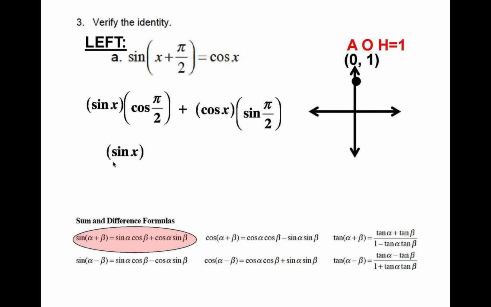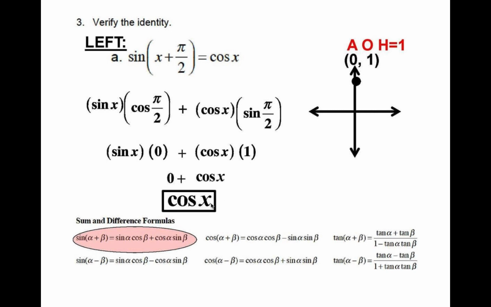The sine of x is going to drop down. But the cosine of pi over 2, cosine is CAH, adjacent over hypotenuse. So it's 0 over 1, which is 0. Plus, dropping down the cosine of x. Now we need the sine of pi over 2. Sine is SOH, opposite over hypotenuse, so it's 1 over 1, which is 1. Then we simplify. You get sine of x times 0, which is 0, plus cosine of x times 1 is cosine of x. And then 0 plus the cosine of x is the cosine of x. Hey, look, it matches the right side. I'm done.